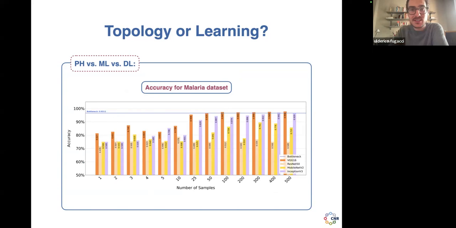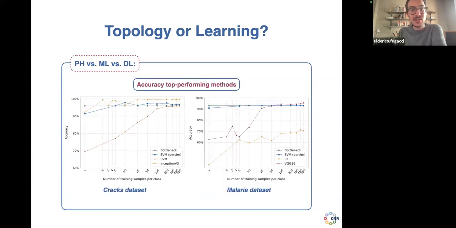And as you can see, some methods, the orange one, VGG, actually is comparable with the bottleneck distance. Again, also the Inception V3, while the two other methods do not reach 90%. So they cannot be considered good methods, at least for these datasets, in this specific case of such a limited number of samples.